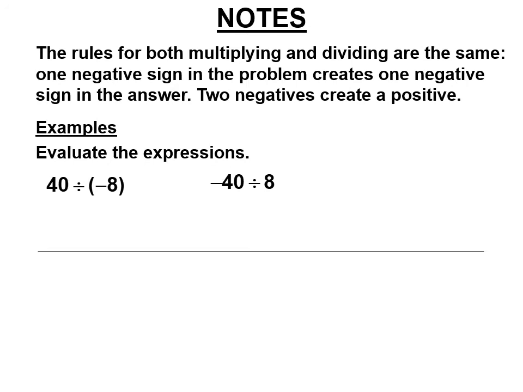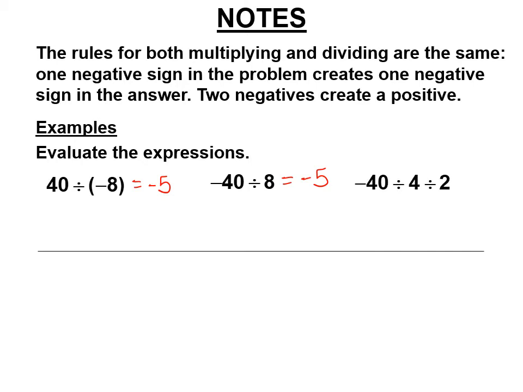All right, so we did the rules for multiplying in the last lesson. The rules for dividing are the same. One negative in the problem, one negative in the answer. So 40 divided by -8 is -5. Negative 40 divided by 8 is -5. One negative was in the problem.